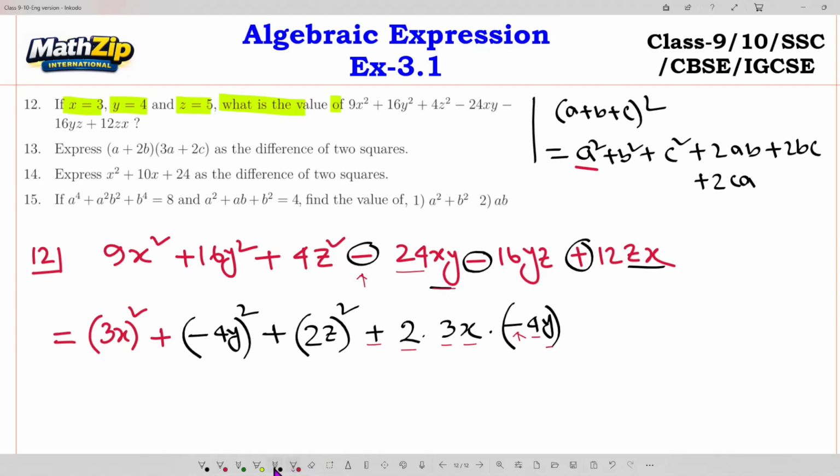Okay, now plus yz, it means 2 times y means here is a 4y times z, here is 2z. Now look, 2 times 4 is 8, 8 times 2 is 16, and here plus and minus, it will be minus, and then yz, plus 2 times z means here is a 2z times x means here is a 3x. So 2 times 2 is 4, 4 times 3 is 12, right?